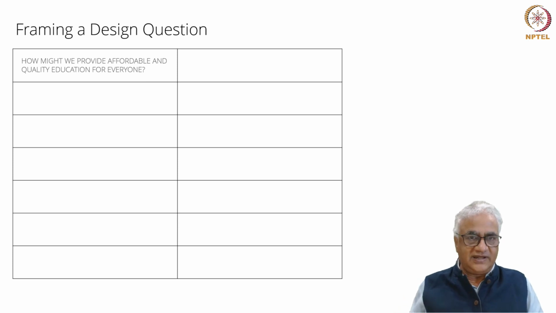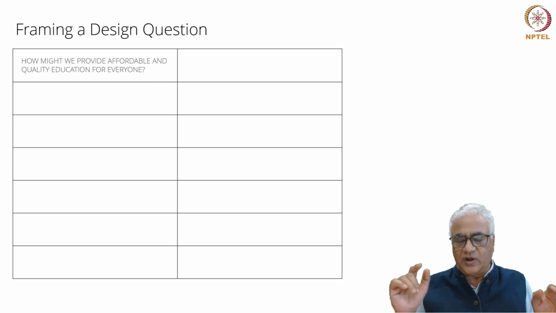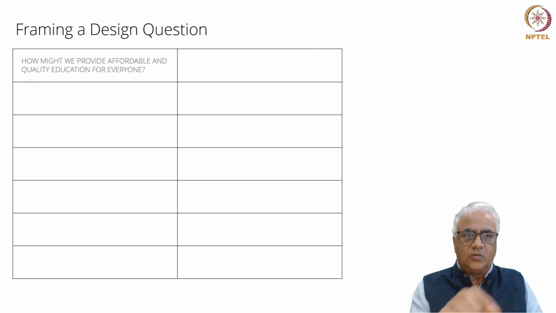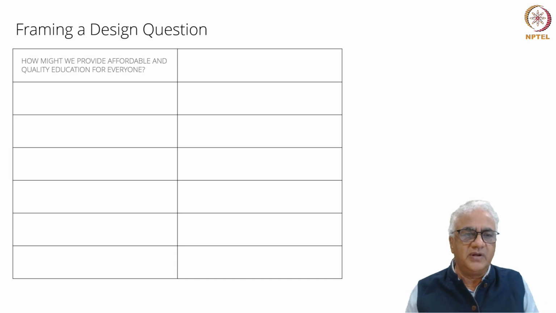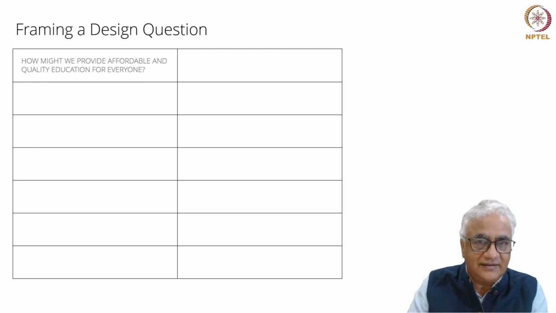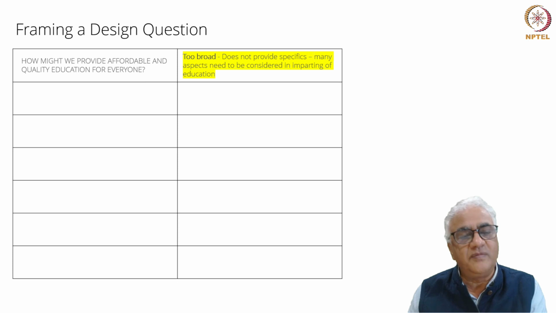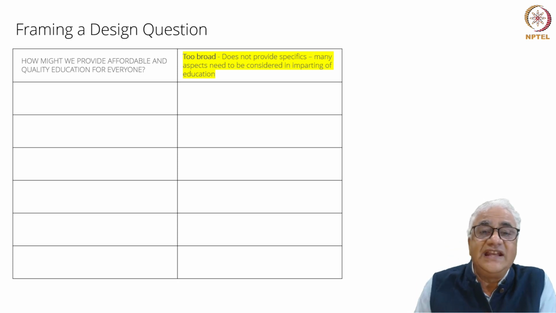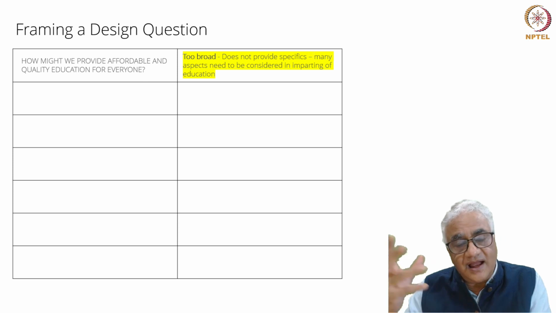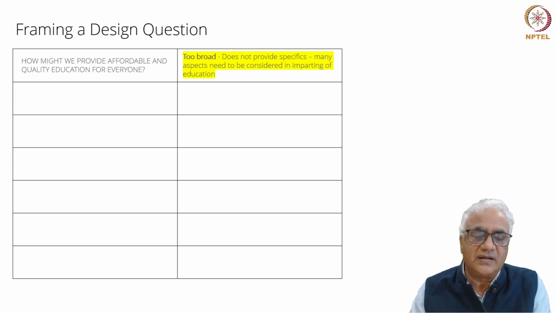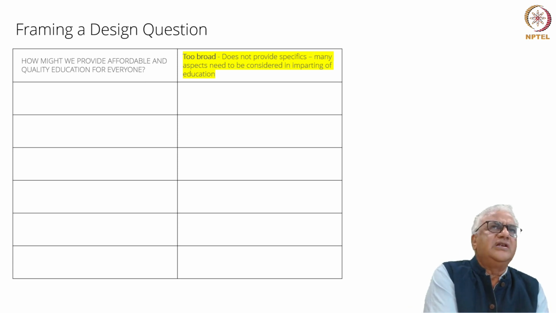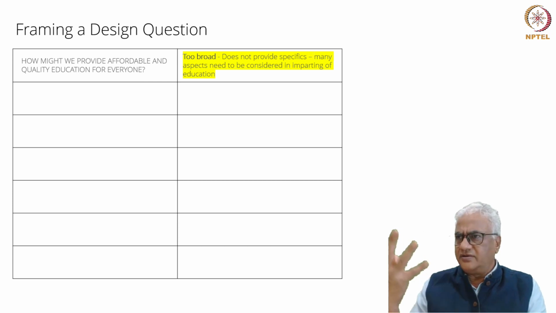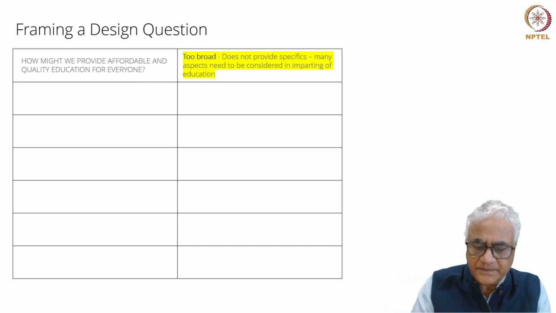Just look at this exercise now. Just a fun exercise. And if you have pen and paper, quickly start writing down what type of question this is. So the first one is, how might we provide affordable and quality education for everyone? What is the answer? Answer is, it's too broad. Yes, I'm sure many of you got it. It does not provide anything specific, right? Many aspects need to be considered while you impart education. You can't just say, how might I provide affordable education for everybody in the world? There's a broadness to it, right?